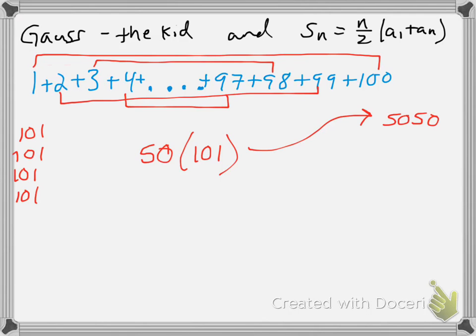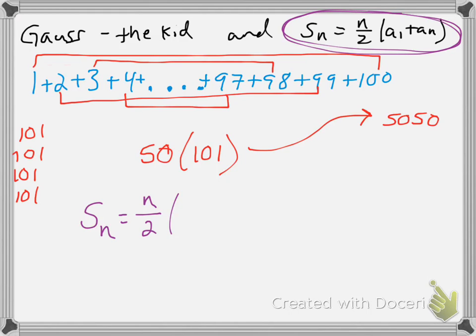And that brings us to this formula right here. The formula for the sum of an arithmetic series. The sum of some number of terms in a series is equal to the number of those terms divided by 2, multiplied by the first term in that series added to the last term in that series. So if we use this up here, 1 plus 100 is 101. There are 100 terms. 100 divided by 2 is 50. 50 times 101 is 5050.